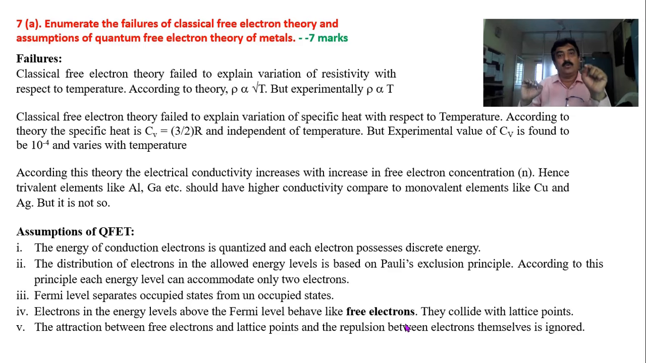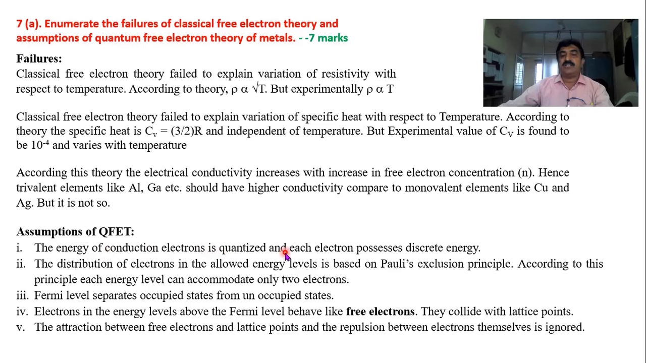So according to Lorentz, who suggested this theory, the Sommerfeld and Lorentz theory, electrons above the Fermi level are considered as free electrons and they keep on moving and colliding with each other. So these are the assumptions. I read them once again.